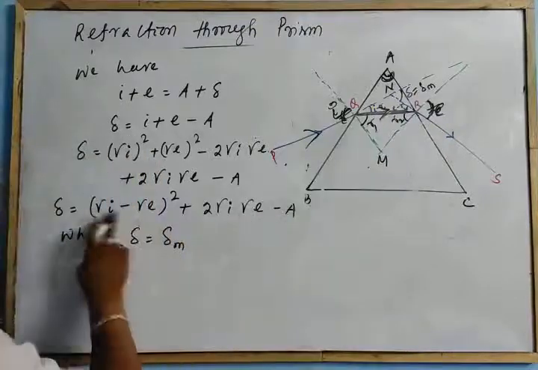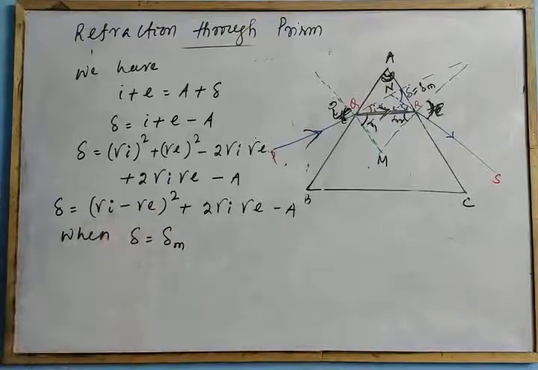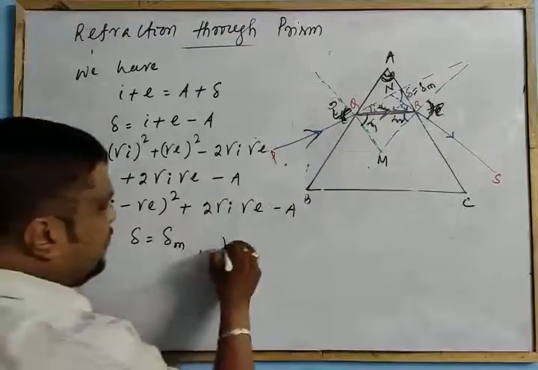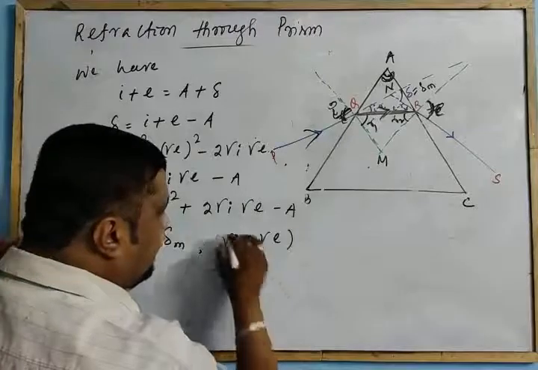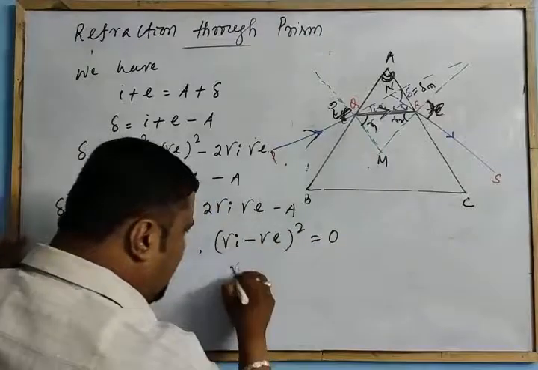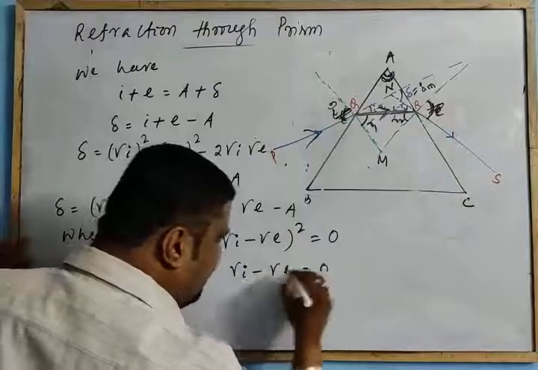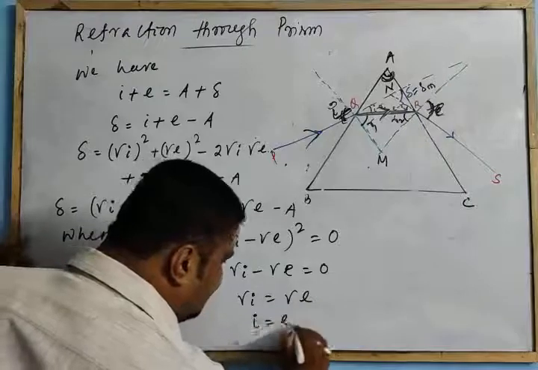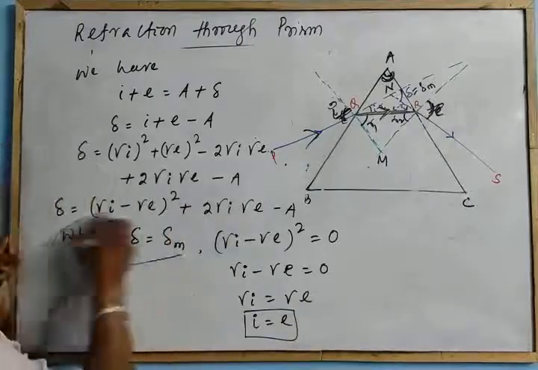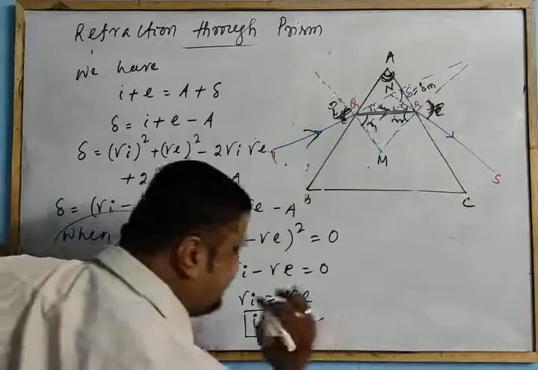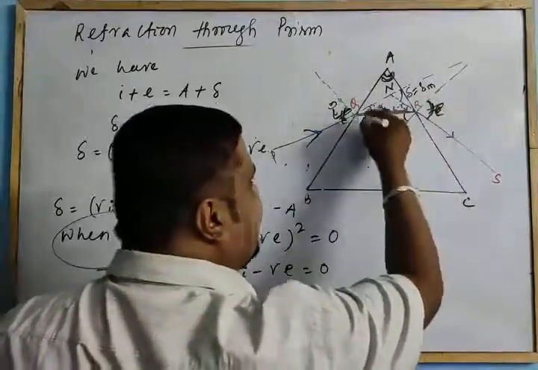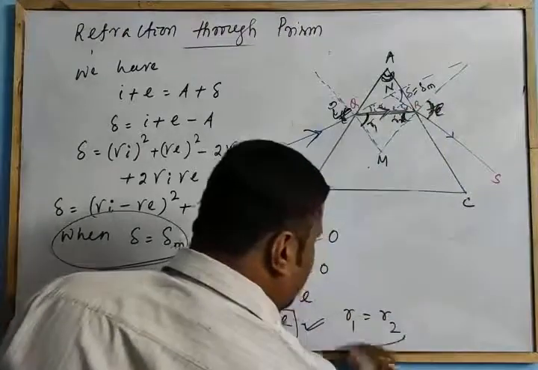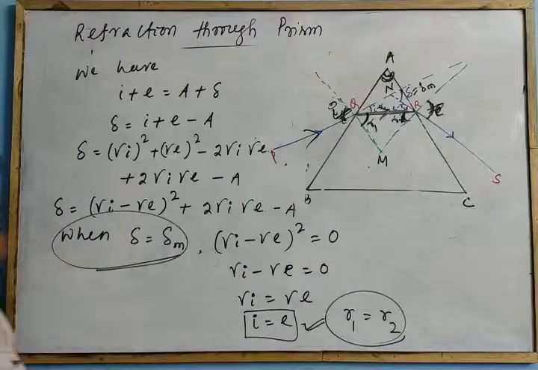But this can be 0 because this is a subtraction of two terms. So when delta is equal to delta m, I can say (root over I minus root over e) whole square is equal to 0, or root over I minus root over e is equal to 0, or root over I is equal to root over e, or I is equal to e. So at delta equal to delta m, I is equal to e. If I is equal to e, then R1 should be equal to R2. That is the proof mathematically.